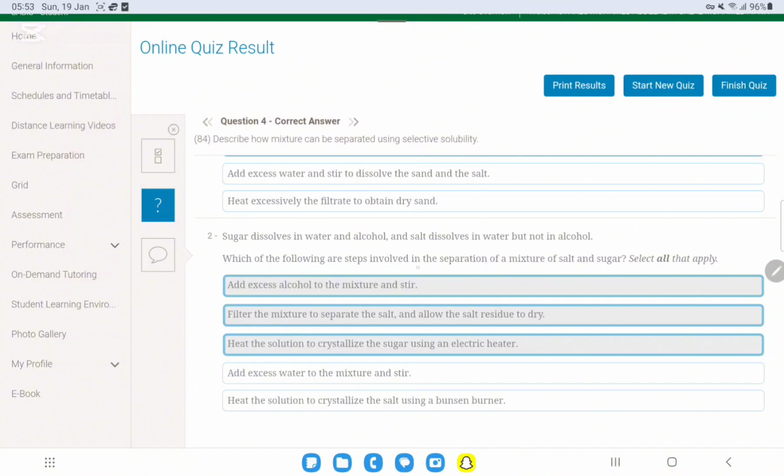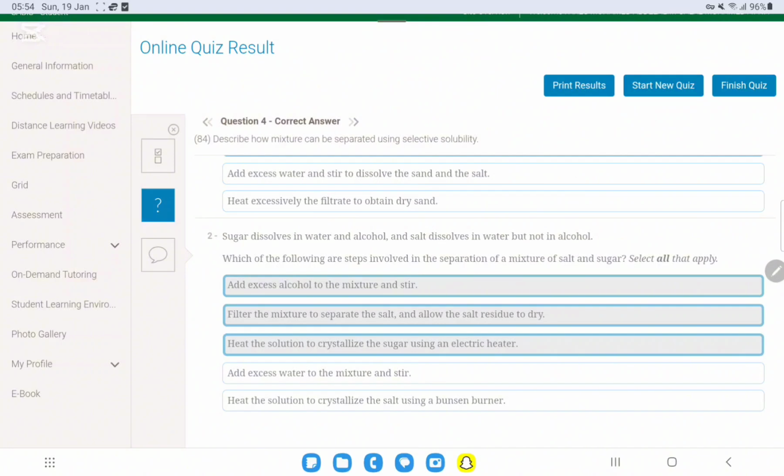Sugar dissolves in water and alcohol, and salt dissolves in water but not alcohol. Which of the following are steps involved in the separation of a mixture of salt and sugar? They told you that salt doesn't dissolve in alcohol, so they basically gave us the answer. Again, selective solubility. We put excess alcohol so we can dissolve the sugar and leave the salt. We then filter the salt out of the solution. In the filtrate we have sugar and alcohol, and in the residue we have salt.